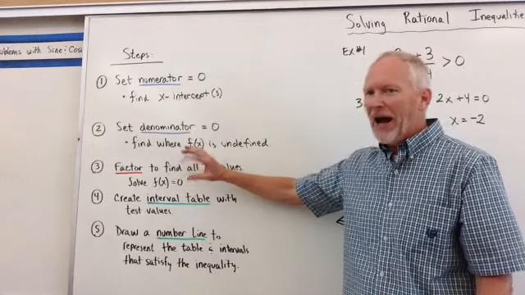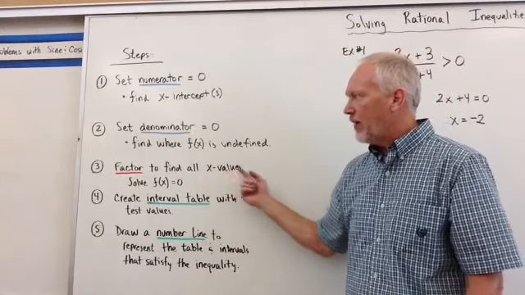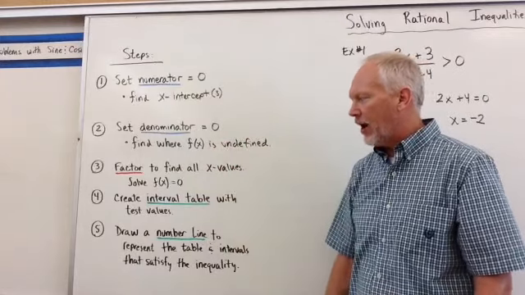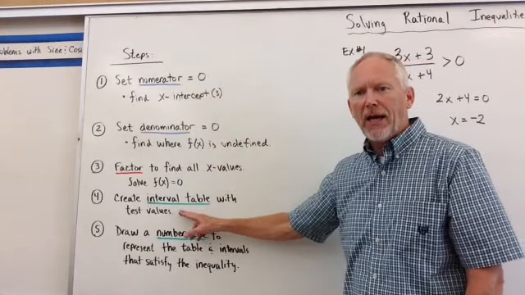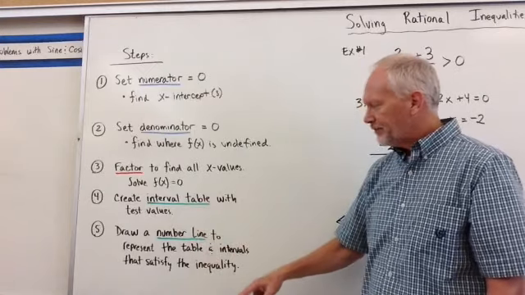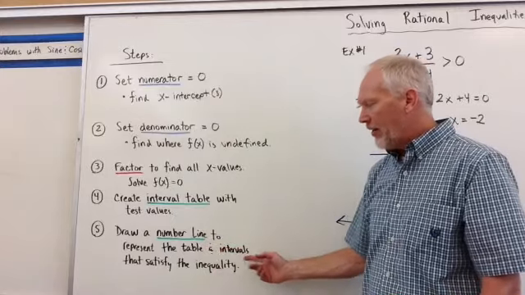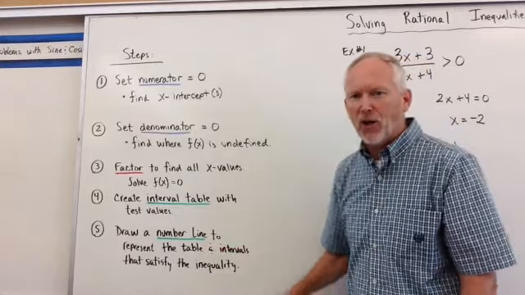Then what we can do is factor the top if need be, and set those factors to find all the x values we'll need for the numerator and the denominator. Again, we're going to create an interval table with some test values, and then we're going to draw a number line to represent the table and the intervals that satisfy the inequality.